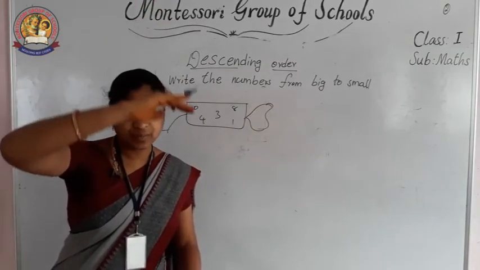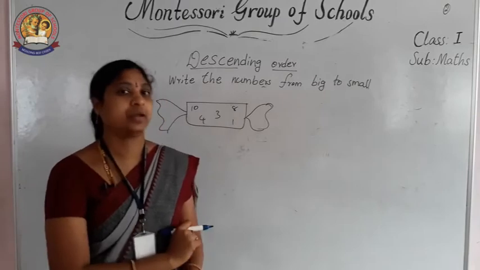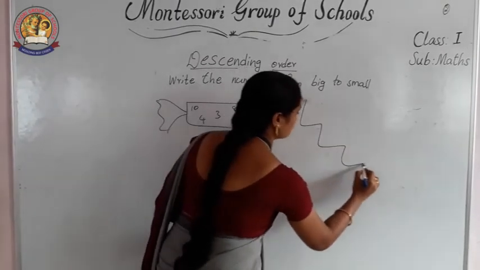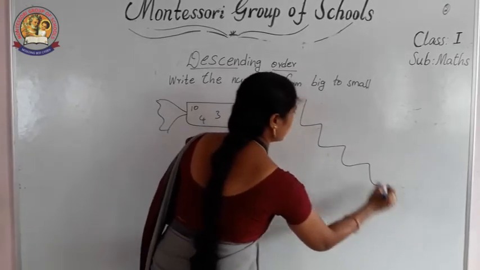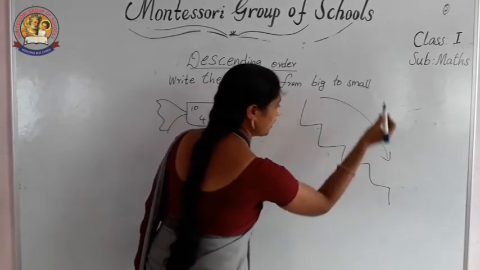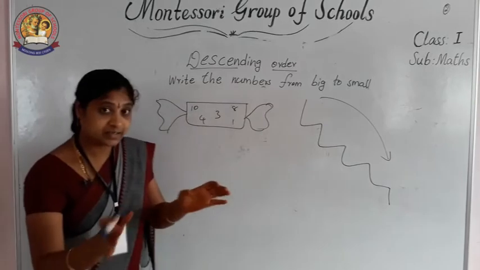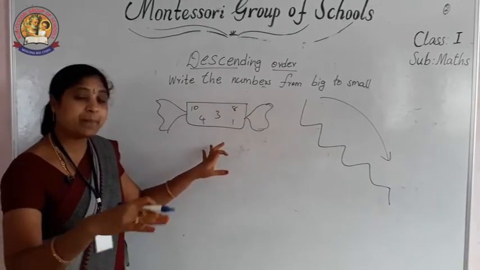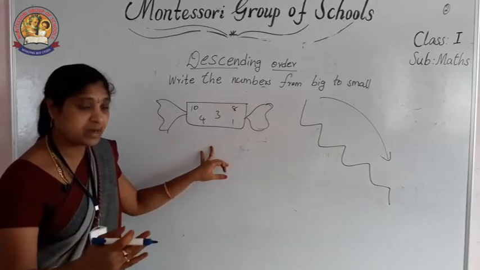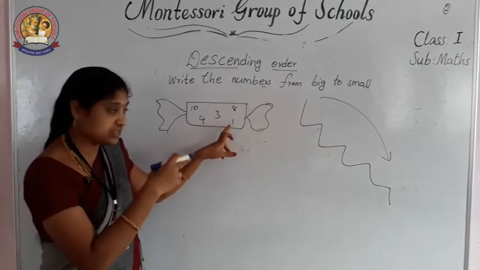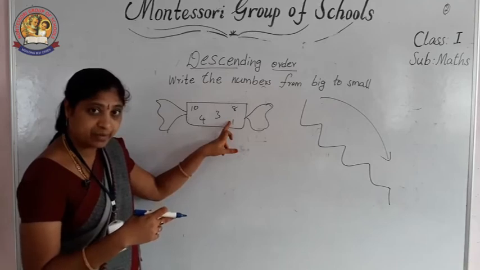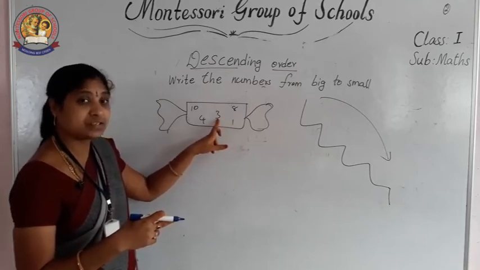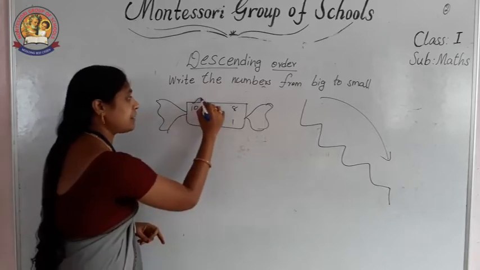Big to small means come down. Come down means descending order. Now see here, in this chocolate, which number is the big? Is 1 the big? No. Is 3 the big? No. Which is the big? Yes, 10 is the big.